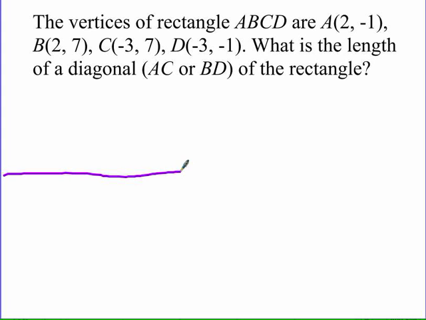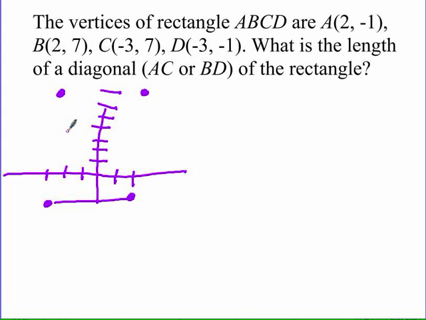So basically, what I'm going to do quickly is plot 2, -1 here, and then 2, 7, sorry. 4, 5, 6, 7, there you go. And then -3, 7, and -3, -1. So there is your rectangle, right? Now, they want to know the length of the diagonal. So I'm going to find the one through the middle. It doesn't matter which one.